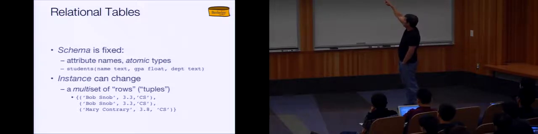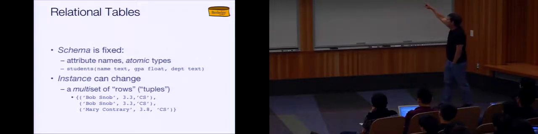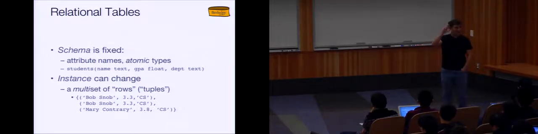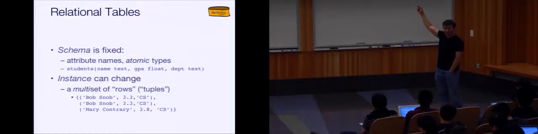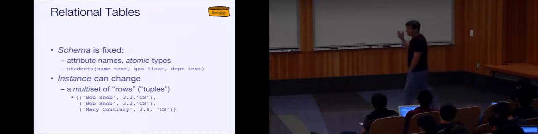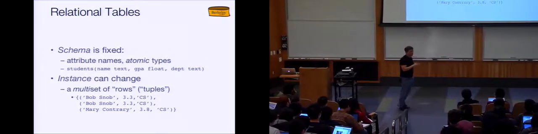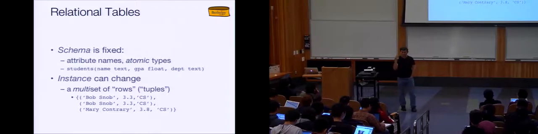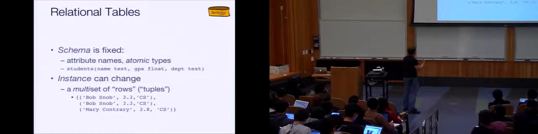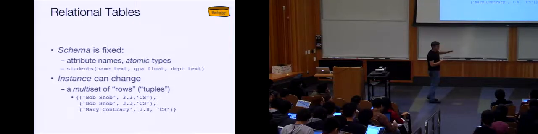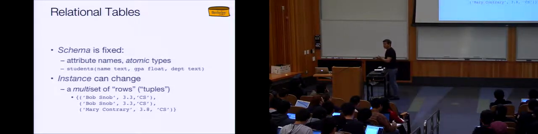So you can see here that Bob Snob with GPA 3.3 in the CS department appears twice. And as far as SQL semantics are concerned, those are two independent rows. They're different. They have unique identity. We have to remember that there's two of them. They're indistinguishable. There's really no difference between them, but there are two of them. When we count things up, for example, we'll count that as two. So it's a multi-set, not just a set of these rows. And every row has to fit the schema. Any questions so far?